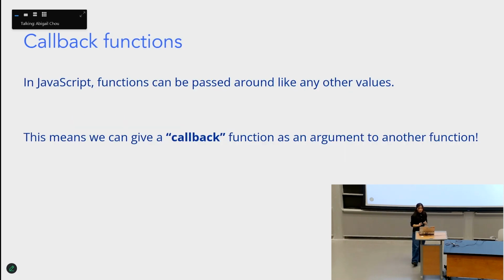All right, and then as a quick preview to the lecture, we're going to talk more about this tomorrow. But as a preview, we can pass around a function just like any other value. That means that we can give a function as an argument to another function, and we call that a callback.